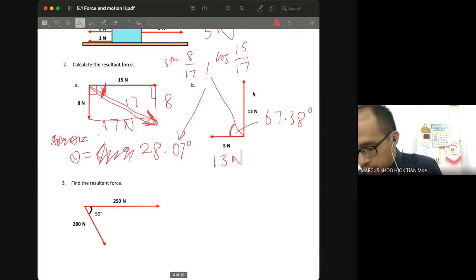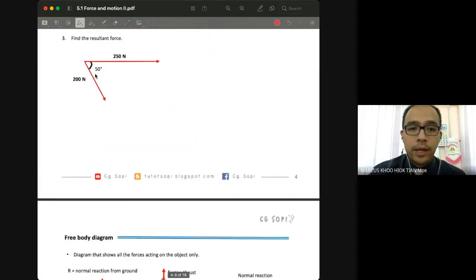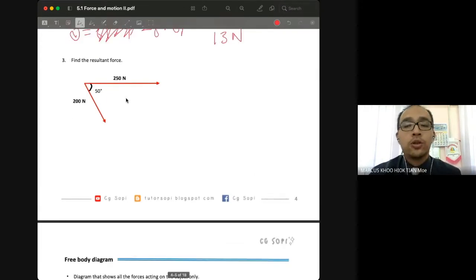Sorry, shift cos. Hold on, I'm checking something. Oh, okay. All right, so don't forget, if you're counting the resultant force, make sure you count the angle. Except in this case, which is a little bit unique. You don't have to count the angle unless you're using a protractor. If you have a protractor, even better.